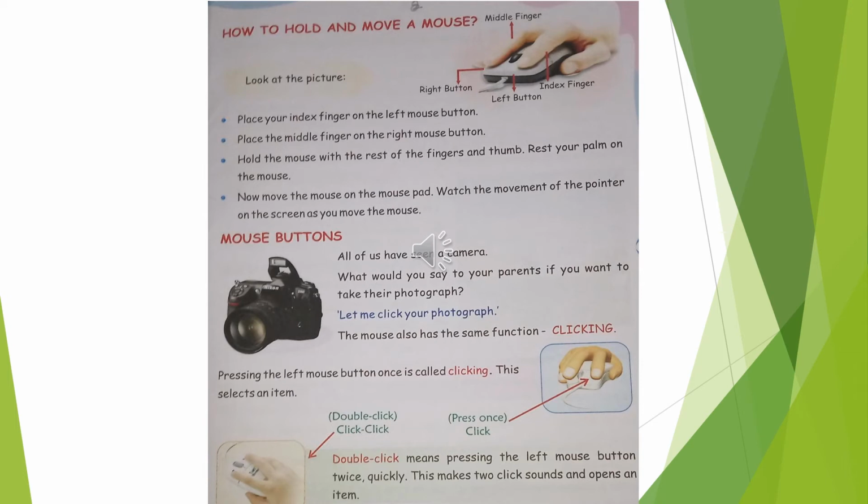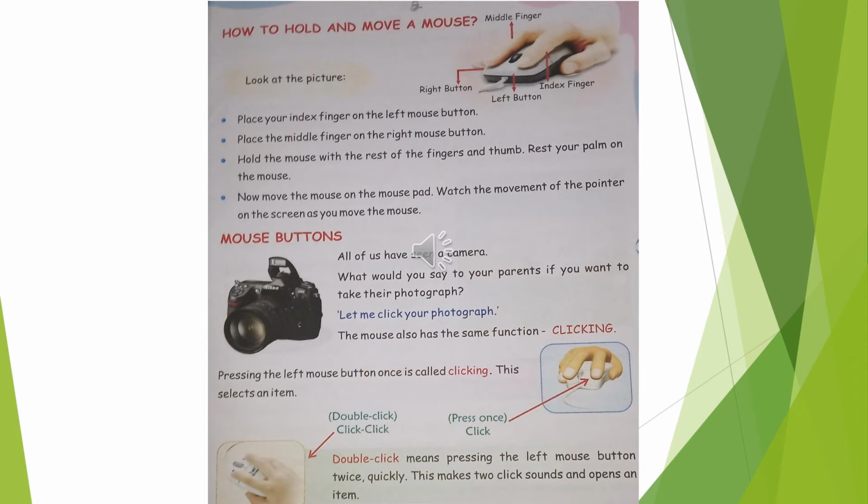How to hold and move a mouse. See in the figure, look at the picture. Middle finger, right button, left button, index finger, okay. Place your index finger on the left mouse button. We will place our index finger on the left mouse button, okay.